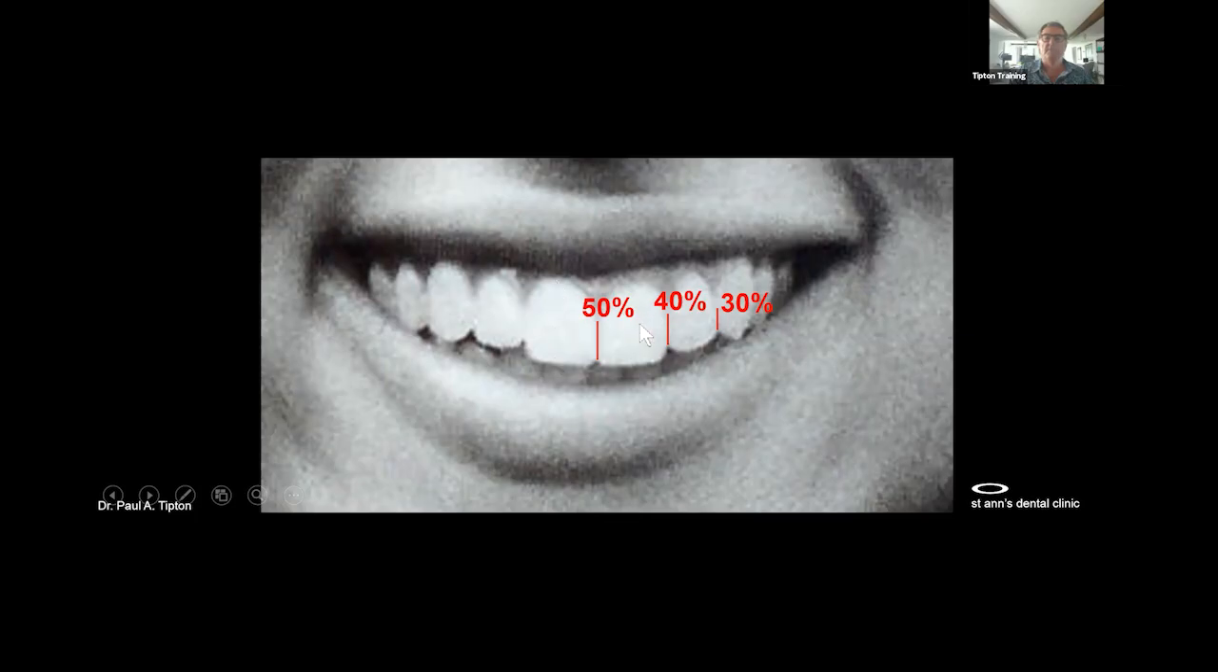The contact area between central and lateral should be 40% of the length of the central. The contact between lateral and canine should be 30% of the length of the central. So we always go back to the length of the central. That will create a beautiful aesthetic result.